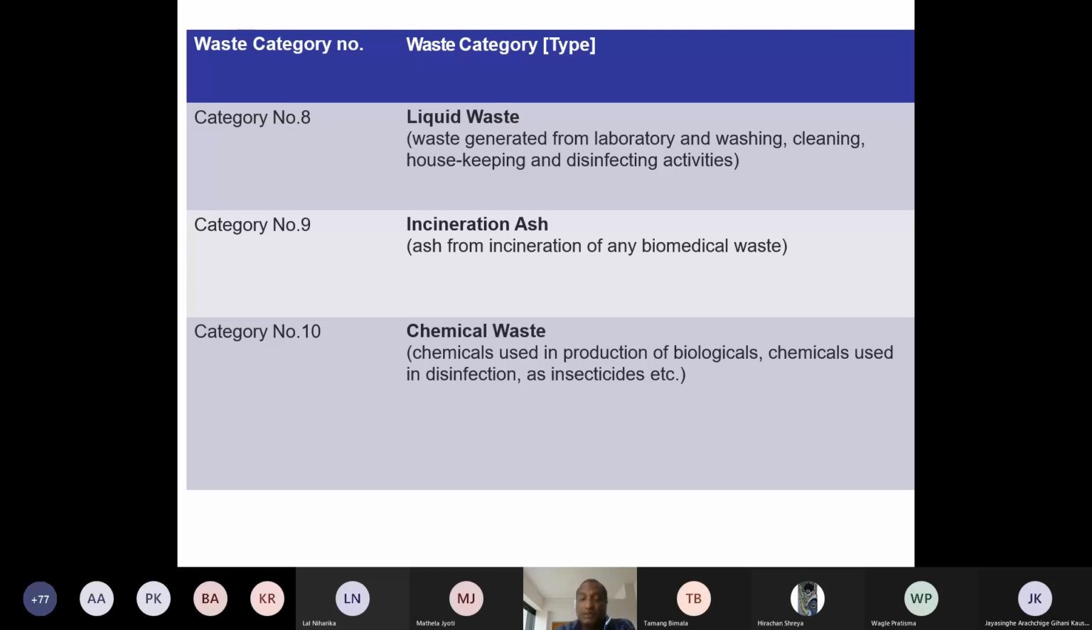At the maximum temperature, all these wastes are burned. Some may not be burned, but the volume will be lesser. Chemical waste: chemicals may be in the form of drugs, antiseptics, or cleaning agents. So what are the biological chemicals? Etc. Now again I'll go.